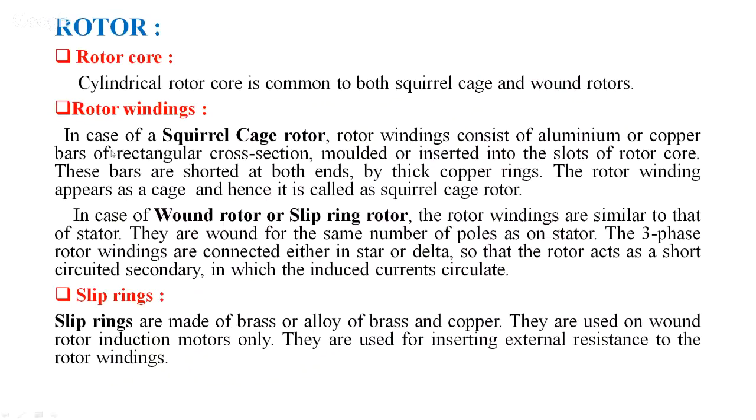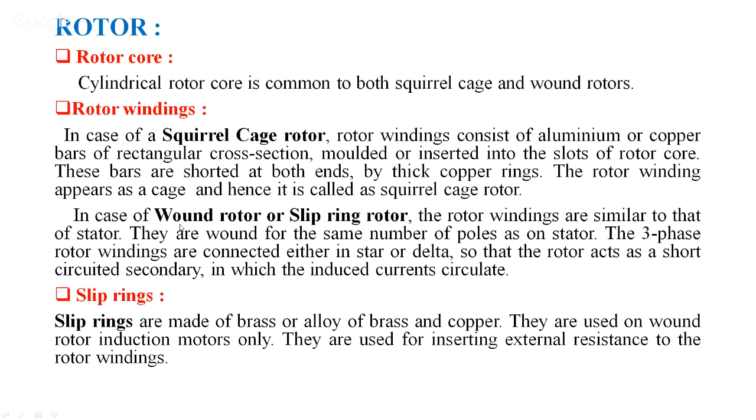So we saw the corresponding figures. So you understood? The rotor windings consist of aluminium or copper bars of rectangular cross section molded or inserted into the slots of the rotor core.